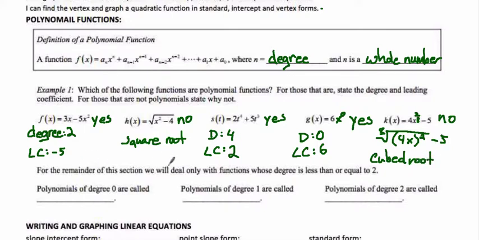Okay, for the remainder of this section, so these notes, we will deal only with functions whose degree is less than or equal to 2. So polynomials of degree 0, like this one right here, is just a constant. Polynomials of degree 1 are called linear. And polynomials of degree 2 are called quadratics. So for these notes here, we're just going to focus on these types of polynomials.